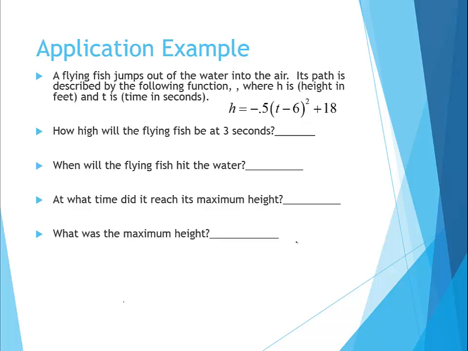Okay, final one. We have this example, word problem. Write this down, so pause it, write it down. Okay, play. Okay, so we have a flying fish. It jumps out of the water and makes a perfect parabola while jumping out of the water, which is pretty fantastic. I think it's cool.